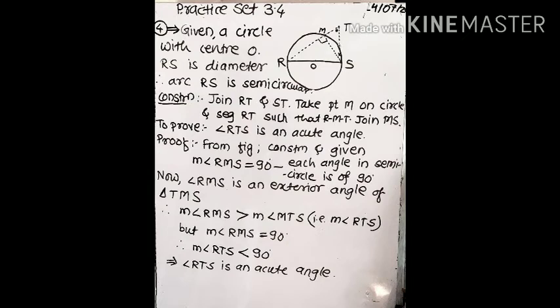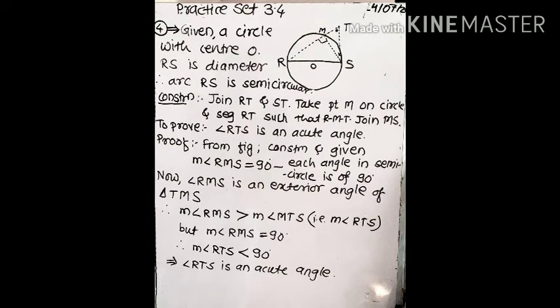But angle RMS is 90. It means angle T and S both are less than 90. And we have to prove that angle T, it means angle RTS is less than 90, and which means that angle RTS is an acute angle. As I have written the total proof here, you guys also write down the proofs in your regular notebook.